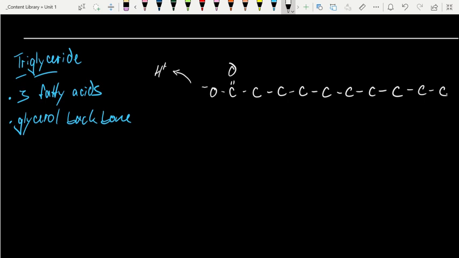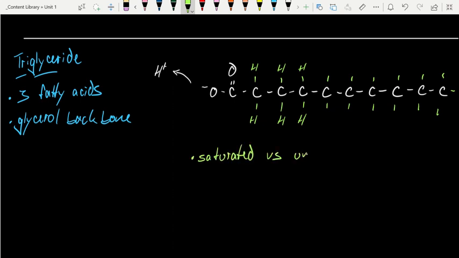Of course, this is going to be covered with hydrogen. And because we know that carbon makes 4 bonds, all of these are hydrogens. We'll draw a few here. We don't need to draw them all. Now, this brings up a key point because when we think about fatty acids, there's a couple of different things to think about. First of all, saturated versus unsaturated, and what that actually means.